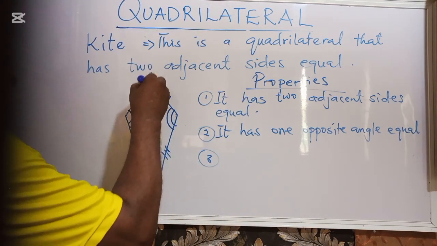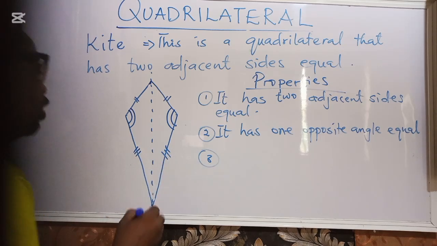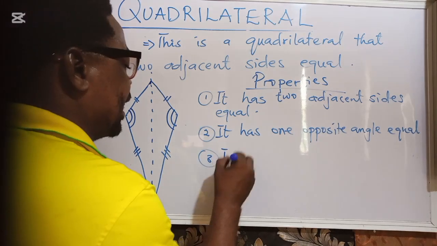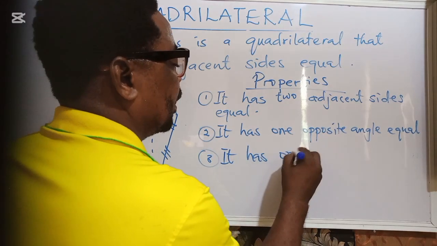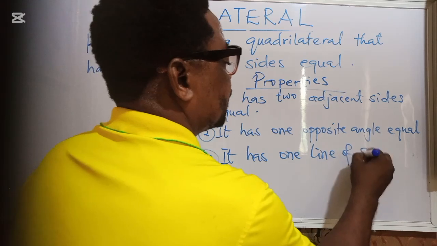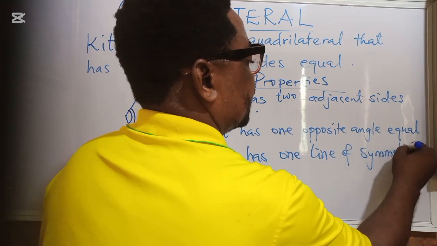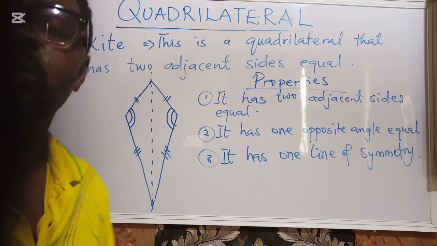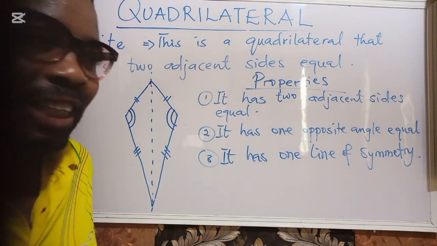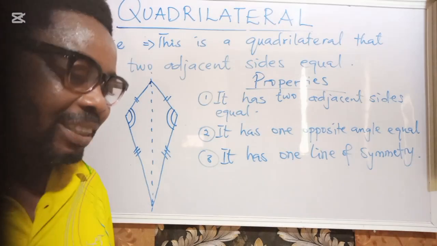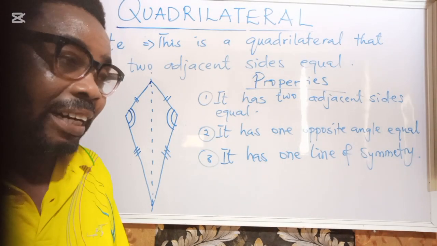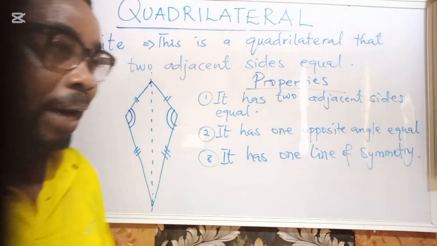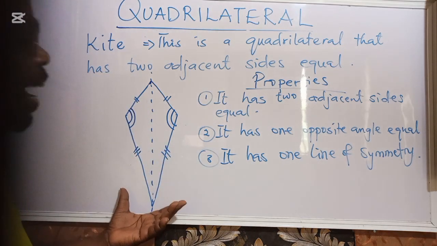Number 3, if I should cut this like this, I have cut it into perfect half. Whatsoever you are seeing here, you are seeing the same thing here. So it has 1 line of symmetry. And that is all about quadrilateral. Isn't that wonderful? It's very, very simple. We have discussed 6 different kinds of quadrilateral now. We talk about the square, the rectangle, the rhombus, the parallelogram, the trapezium, and the kite.